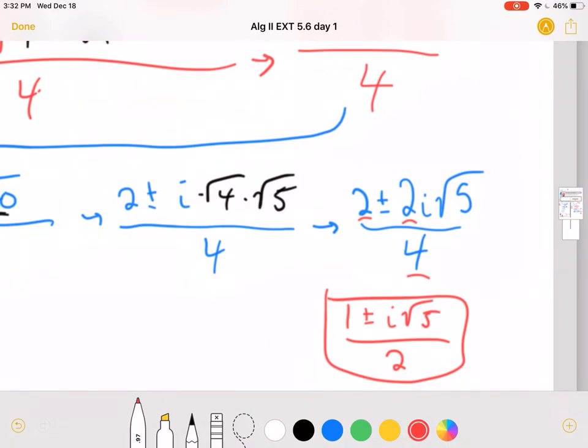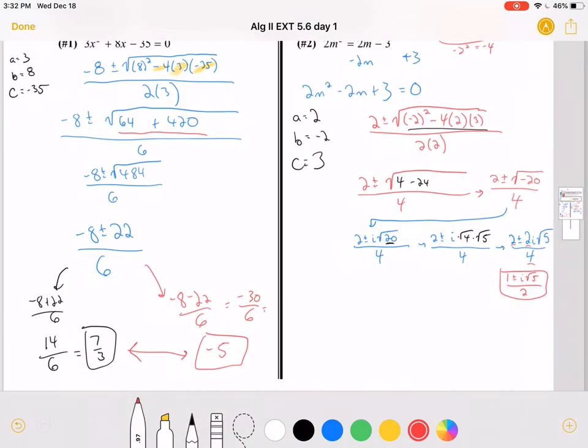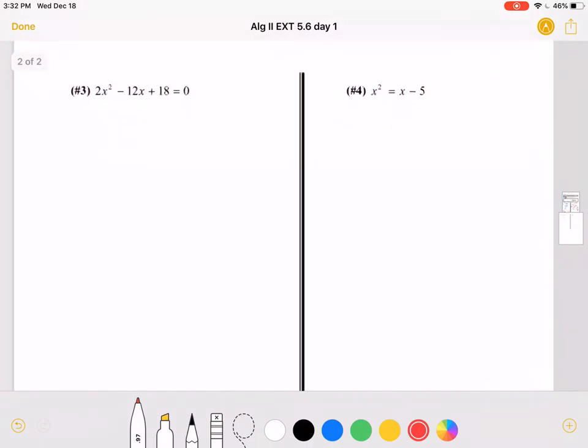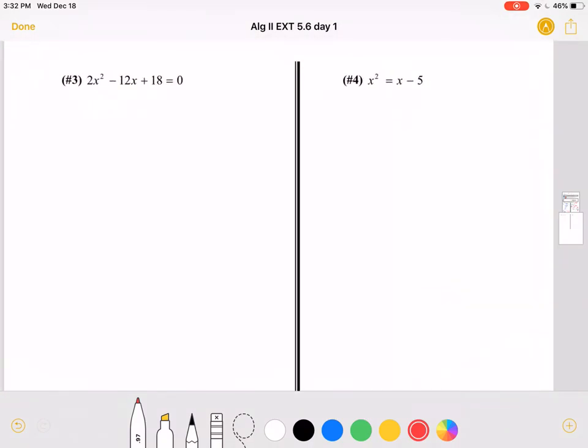Okay. On to the next page. We got 2 more left. Okay, here we go. Again, we're going to list out our A, B, and C value. In this problem, it's set equal to 0, so I can jump right into it. A is 2, B is negative 12, C is 18. Now, if you're watching this, I would encourage you to pause right here, try number 3 and 4 on your own, then maybe fast forward and check your answer. You're going to get better at it by doing it, not just watching me.